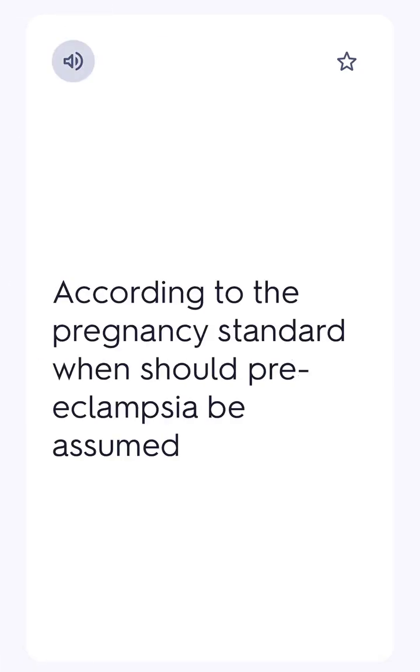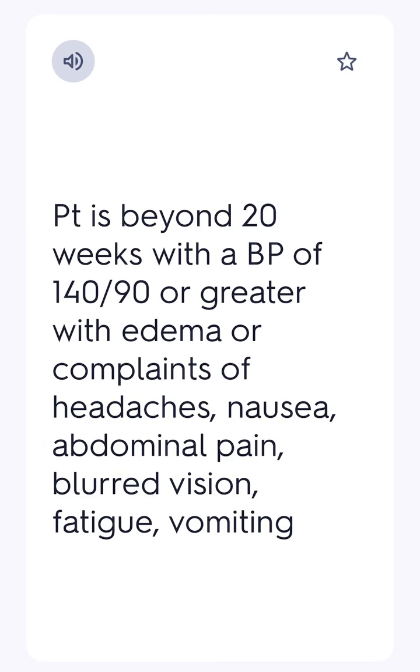According to the pregnancy standard, when should preeclampsia be assumed? Pt is beyond 20 weeks with a BP of 140/90 or greater, with edema or complaints of headaches, nausea, abdominal pain, blurred vision, fatigue, vomiting.